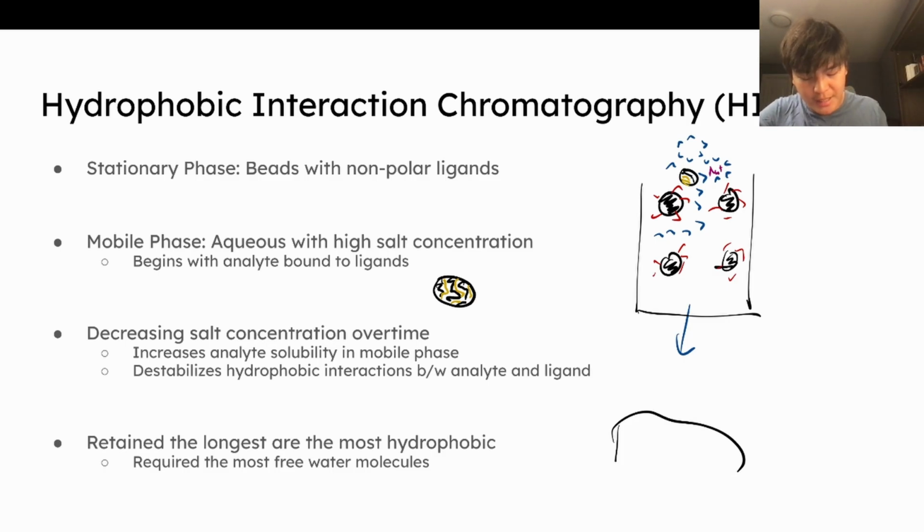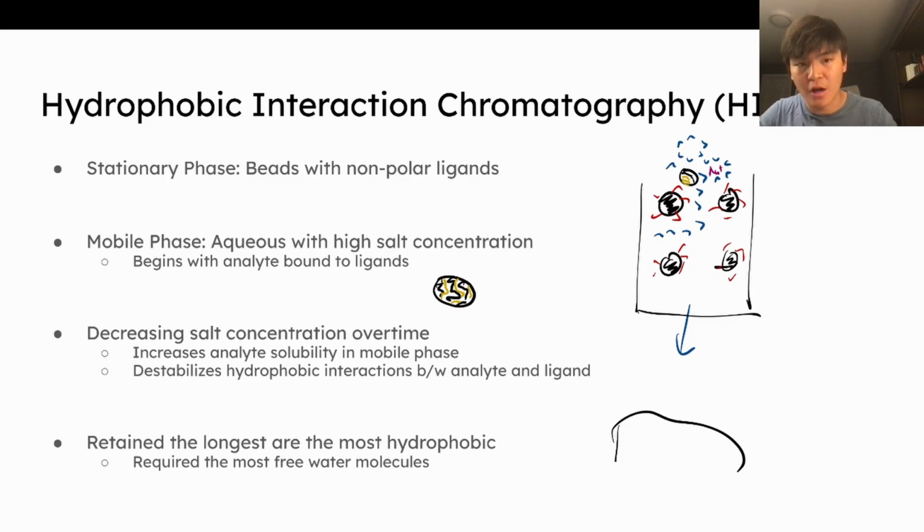Well, this water is going to interact with the proteins now, right? There's nothing to keep the water distracted. And so this will destabilize the hydrophobic interactions between the ligand and the proteins, because water is now fighting for this protein. And so this increases analyte solubility if we decrease salt concentration.